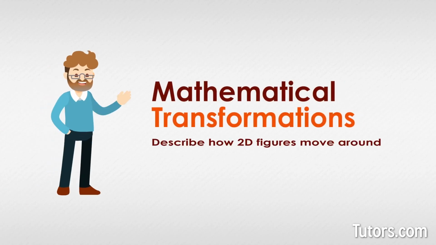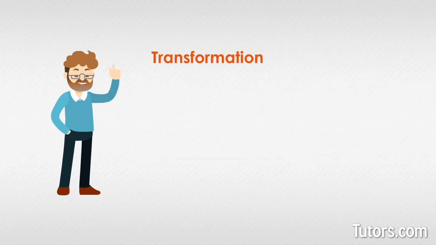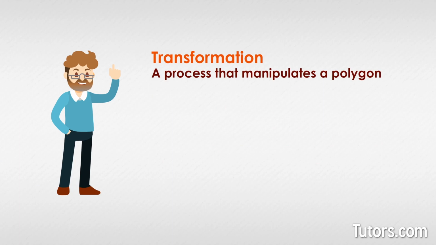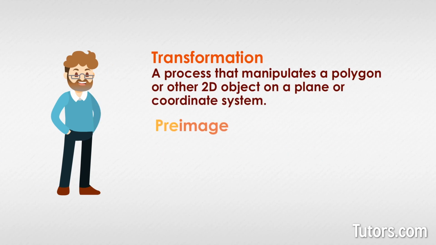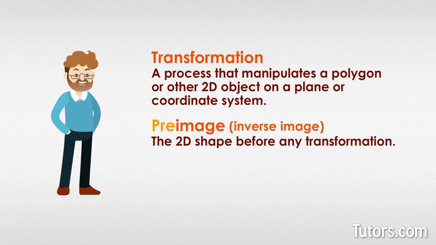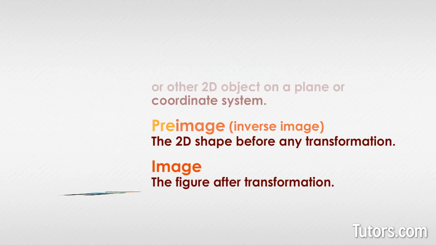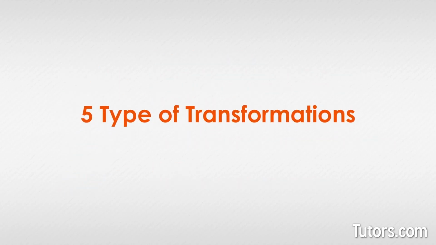Mathematical transformations describe how two-dimensional figures move around a plane or coordinate system. A transformation is a process that manipulates a polygon or other two-dimensional object on a plane or coordinate system. A preimage, or inverse image, is the two-dimensional shape before any transformation. The image is the figure after transformation.